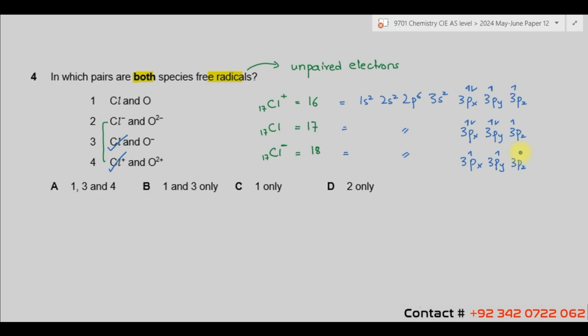One, two, three. Now pairing starts. 4, 5, 6. So no unpaired electron is present. This is wrong.